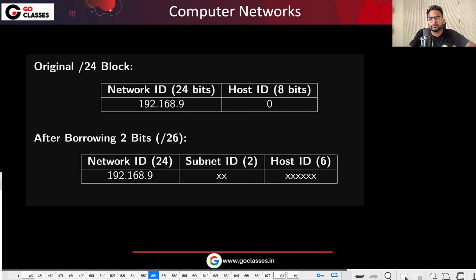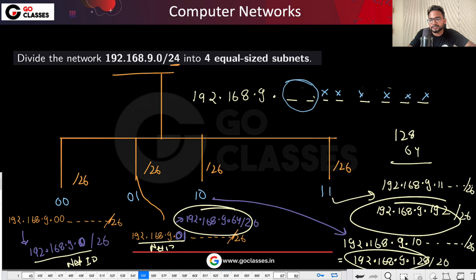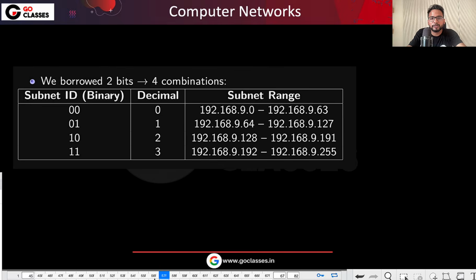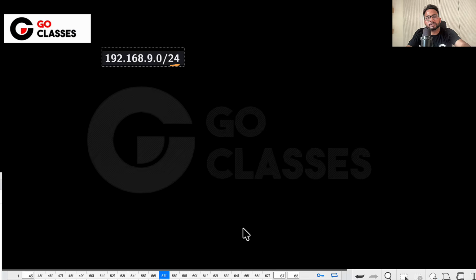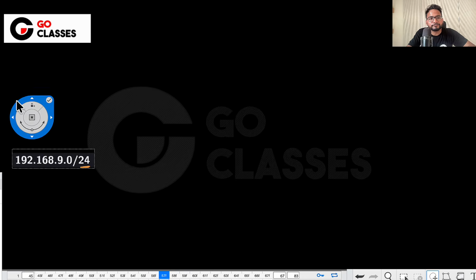Okay, and then you can find out the network ID and all, right? So let's go to the next page, and let's have this very cleanly. So let me go to the next page probably. Yeah, so these are the 00, 01, 10, 11. These are the subnets and these are the ranges. Okay, so let me show you in a very clean way.